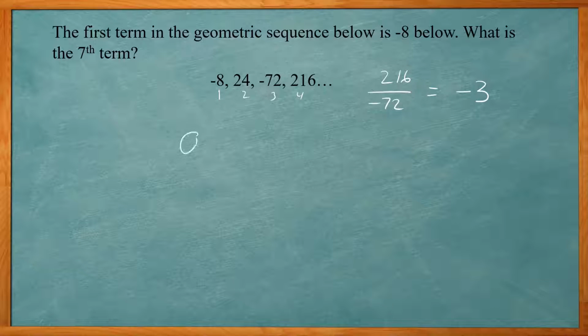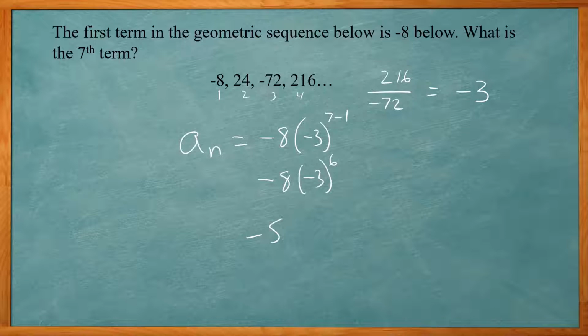So again, I come up with our formula. a_1 is -8. Common ratio -3. We can find the seventh term, so 7 minus 1, or -8 times -3 to the 6th power. That's going to give us -5,832. So that's going to be our seventh term.